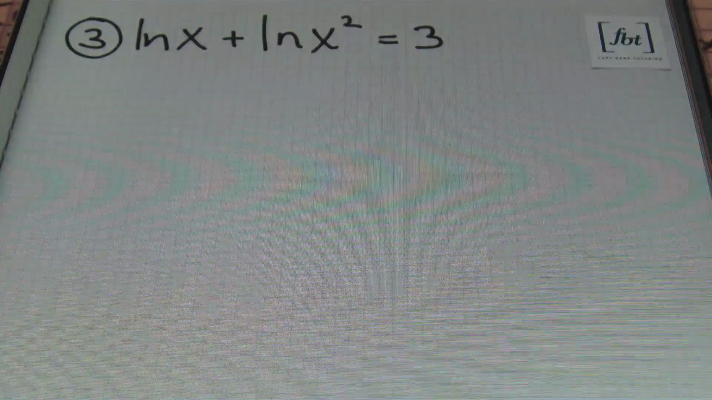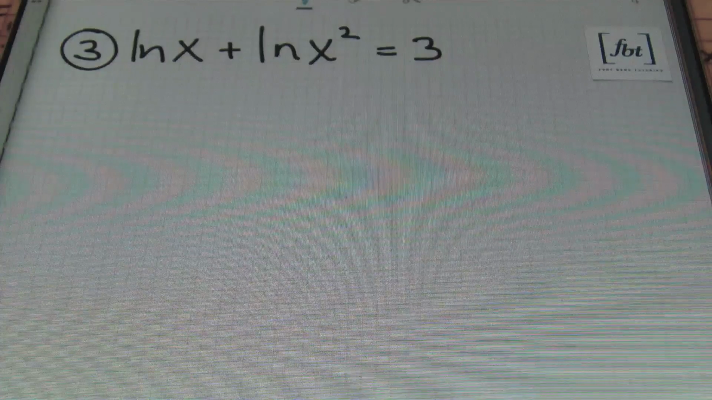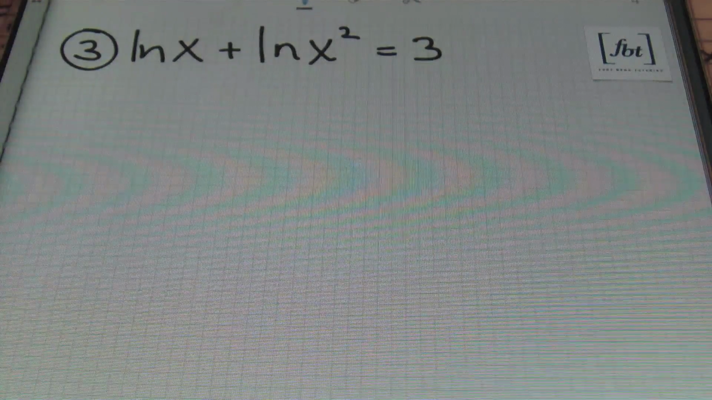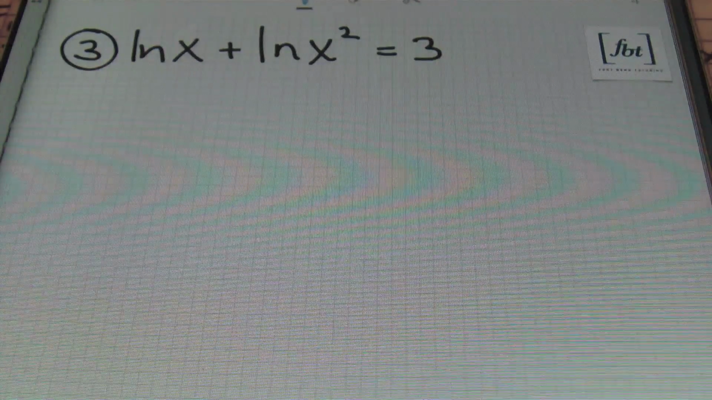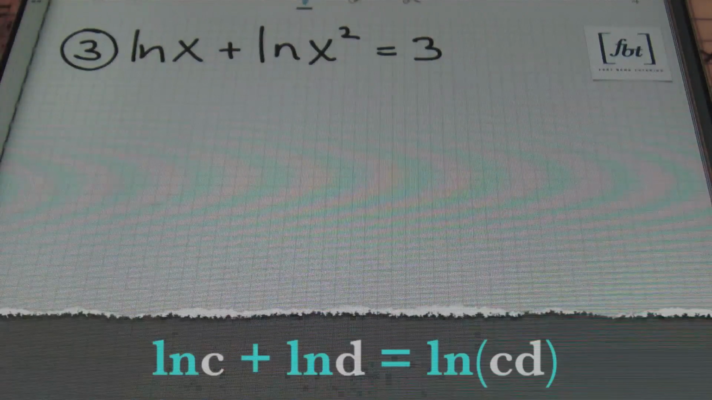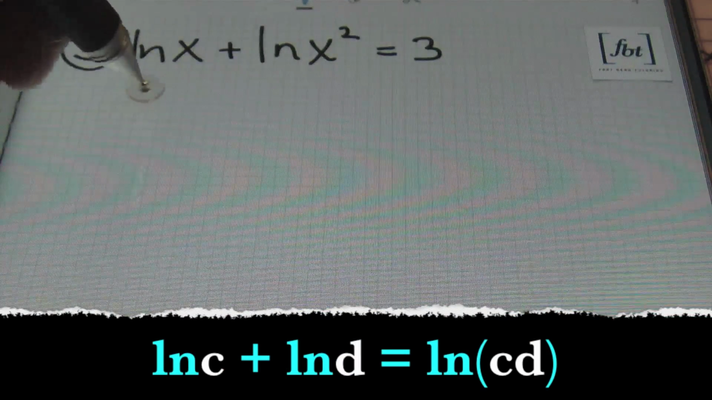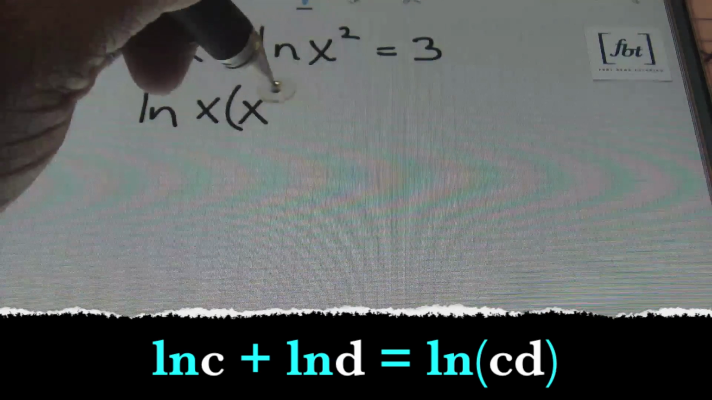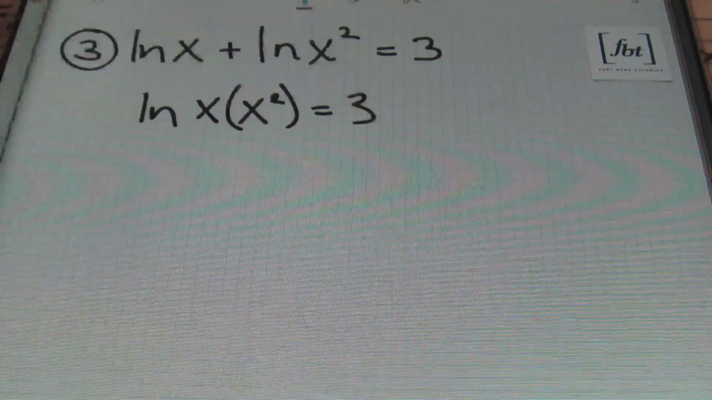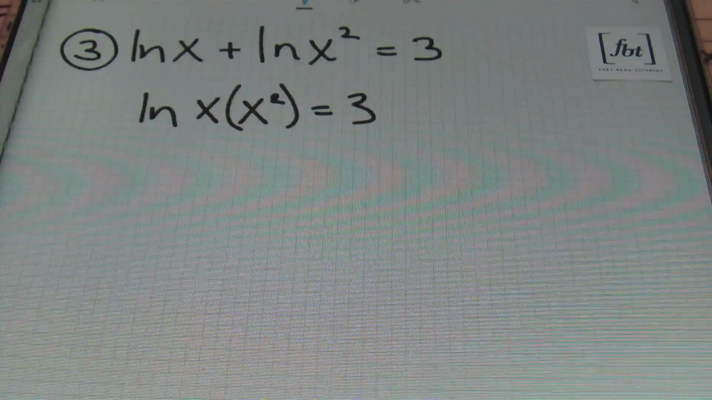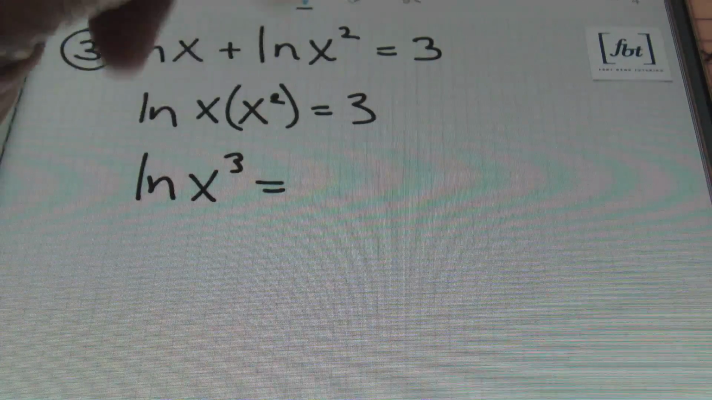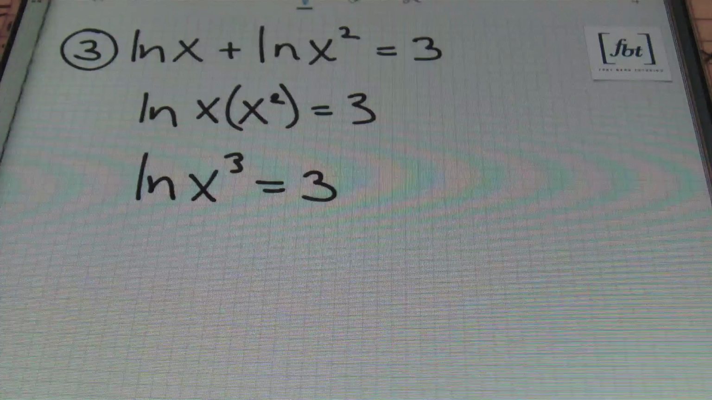Problem example 3, ladies and gentlemen. In example 3, we'll be using the logarithmic property that states that anytime you have the same base with an addition sign here, you can change this into multiplication. So I can rewrite this equation as the natural log of x times x squared equals 3. And better yet, we know that x times x squared is simply x cubed, right?